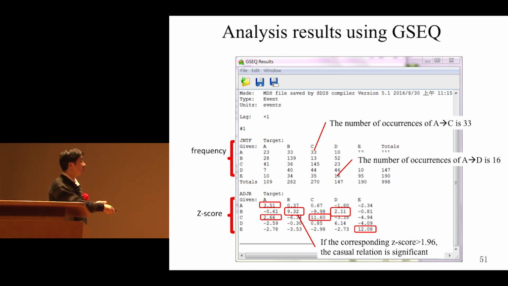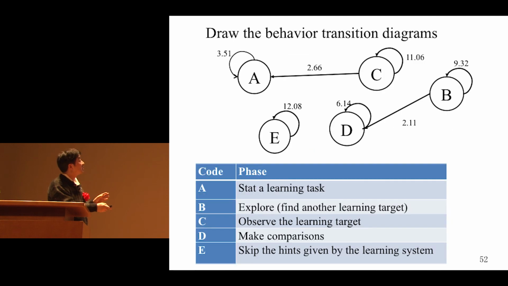Based on the z-score table, as I have mentioned, if the z-score is bigger than 1.96, that means the relationship is significant. So we can draw it in the behavior transition graph. If we do this for the two groups, we can compare the behavior between the two groups, and then use the graph to explain what happened during the learning process of the two groups.